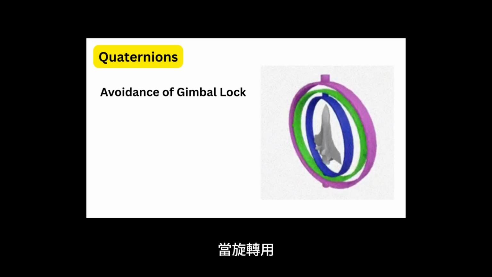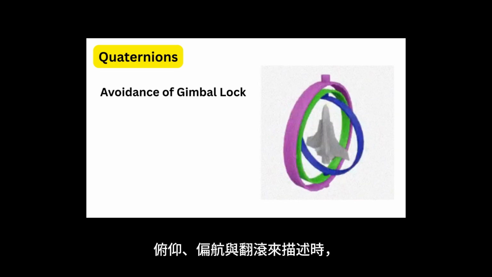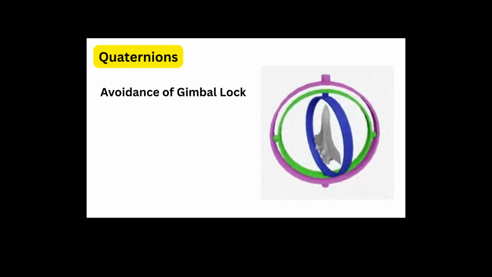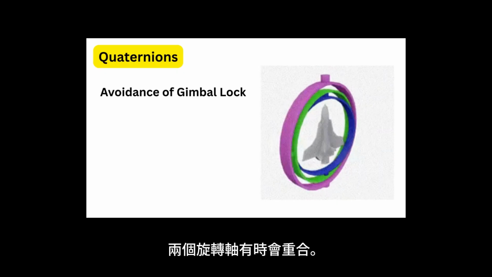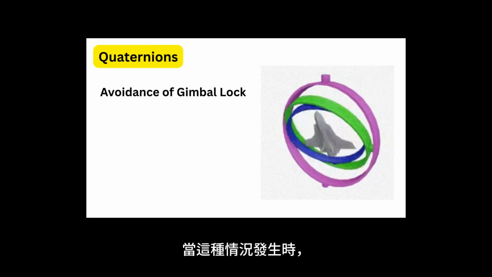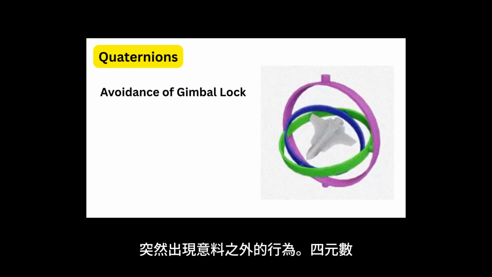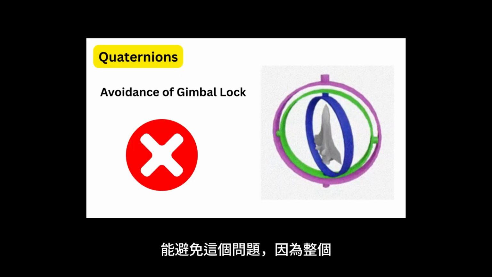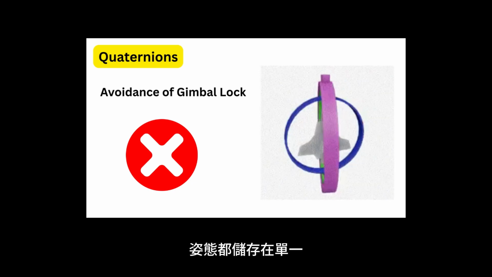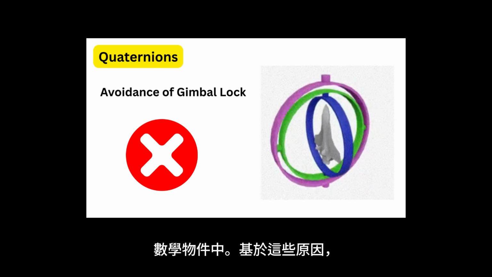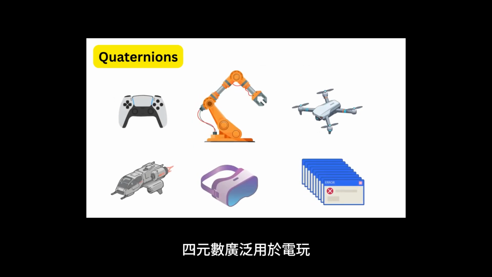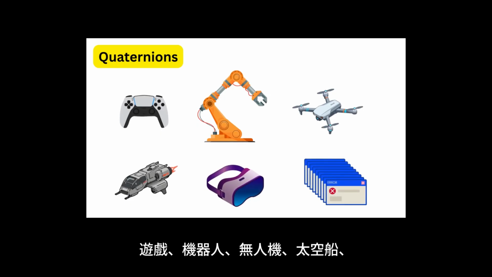When rotations are described using pitch, yaw, and roll, 2 rotation axes can sometimes line up. When that happens, 1 degree of rotational freedom is lost. The object may suddenly behave in unexpected ways. Quaternions avoid this problem because the entire orientation is stored as a single mathematical object. For these reasons, quaternions are heavily used in video games, robotics, drones, spacecraft, virtual reality systems, and computer graphics applications.